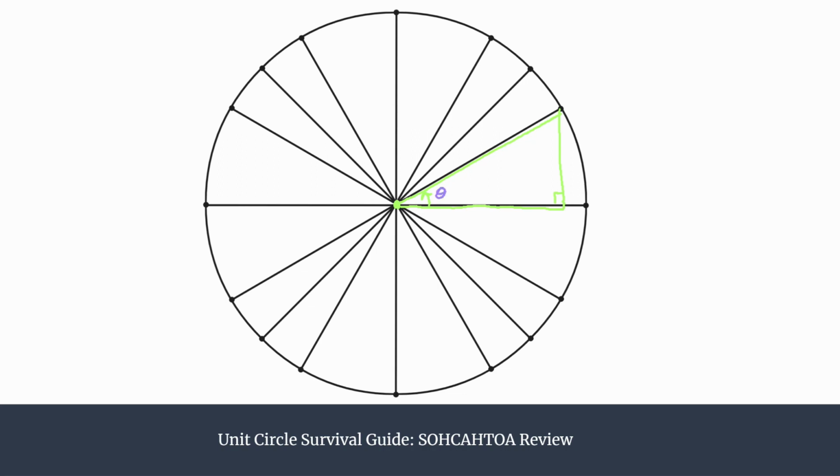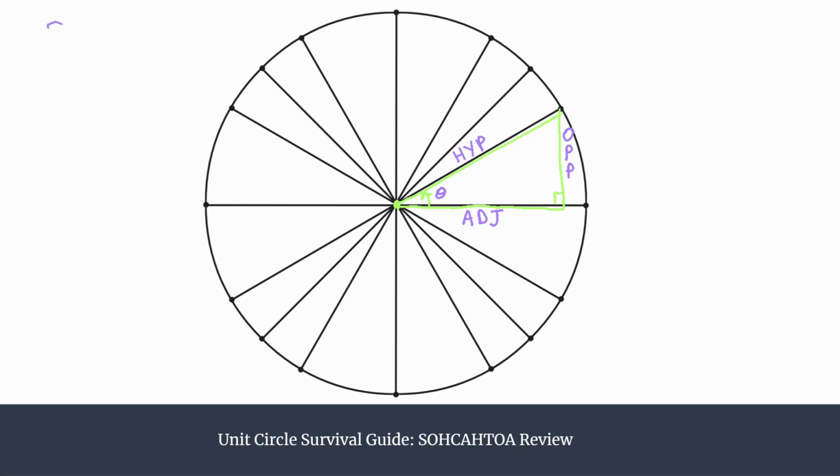And now let's label the sides in relation to this angle theta. Looking across, we see the short leg will be the opposite, which I'll abbreviate OPP. The other leg will be the adjacent, which I'll abbreviate ADJ. And of course, the hypotenuse here is a radius of our unit circle. For this review, all we're going to do is review the ratios for each trig function.